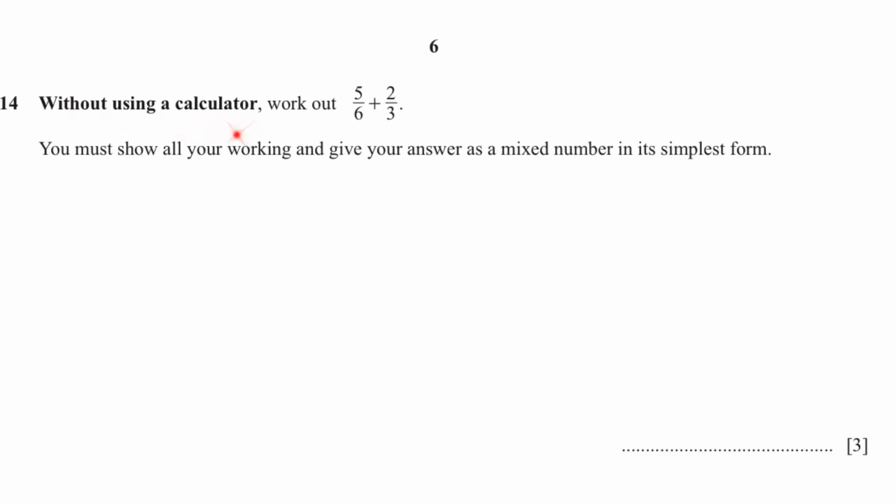Question number 14. Without calculator, work out this fraction. And your answer must be given as a mixed number in the simplest form. The method I'm showing now is for students who are weak, so they can understand. It's a 3 mark. So do 5 over 6 plus 2 over 3. You have 6 here and 3 in the denominator. Multiply by 3 in the numerator and the denominator, and multiply by 6 in the numerator and the denominator. So you will get 15 plus 12. 6 times 3, 18. 15 plus 12, 27 over 18.